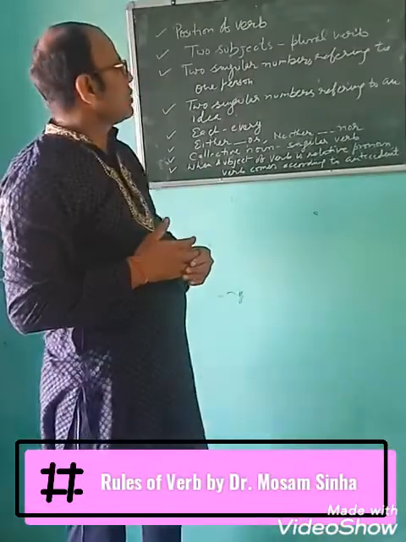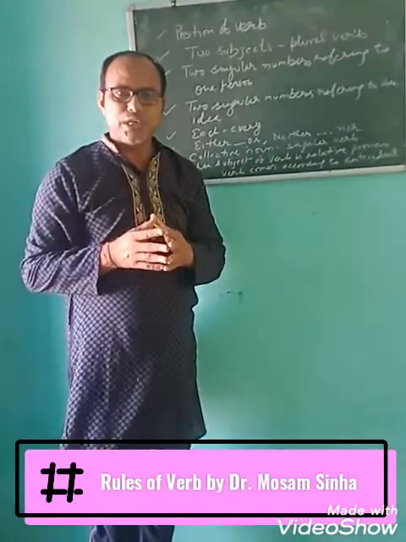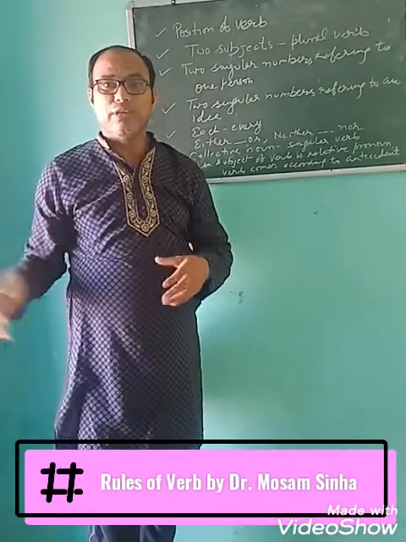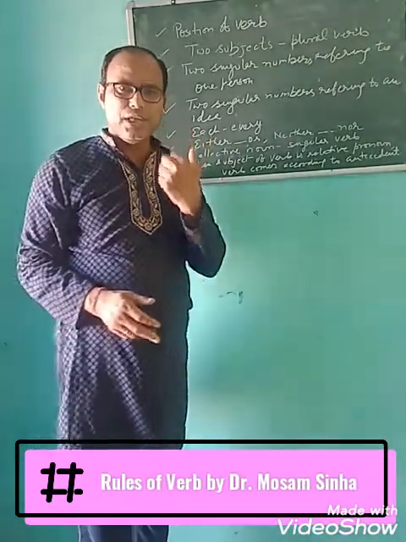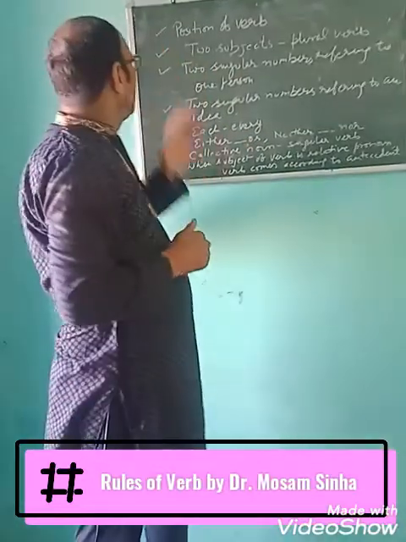Now the second thing which I want to discuss with you is when we have two subjects used together, then we use plural verb. For example, Ram and Shyam are going there. When I say Ram and Shyam are going there, I'm having two subjects here, I'm having two persons here, and that's why I'm using plural verb.